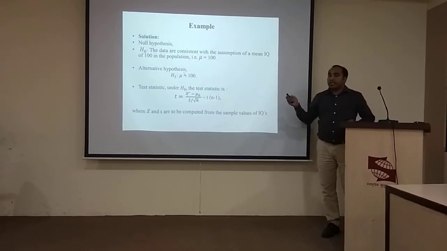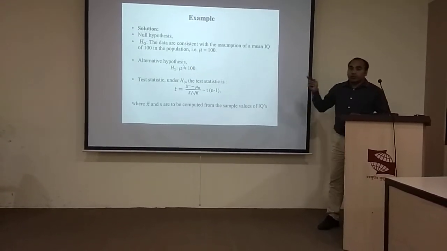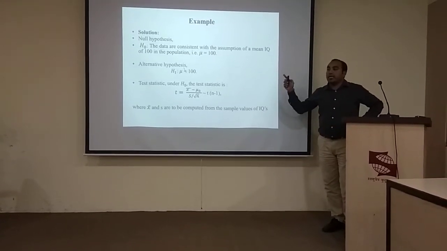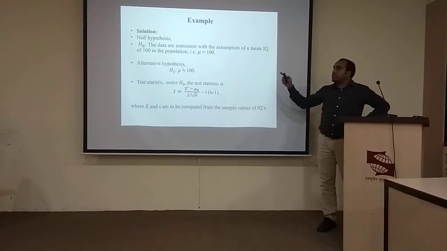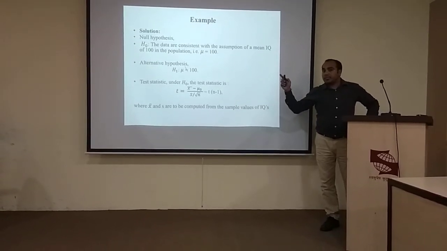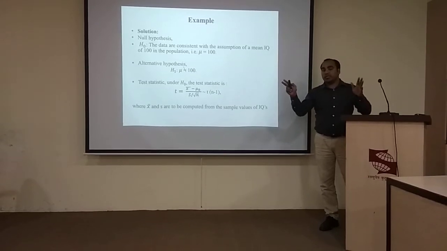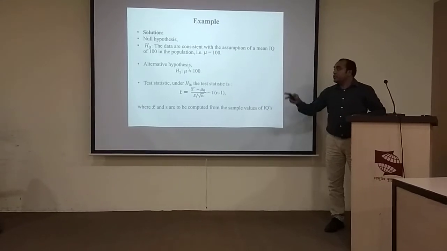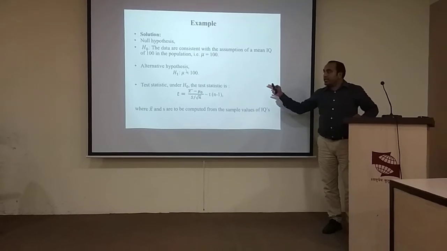If we have this type of question, we start from the hypothesis. First of all, we need to write the null hypothesis. In our case, the null hypothesis is mu is equal to 100. Null means zero, nothing. That means there is no difference between the hypothetical mean and the sample mean. So we have written here mean is equal to 100.